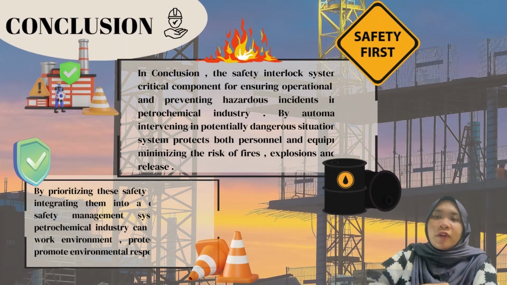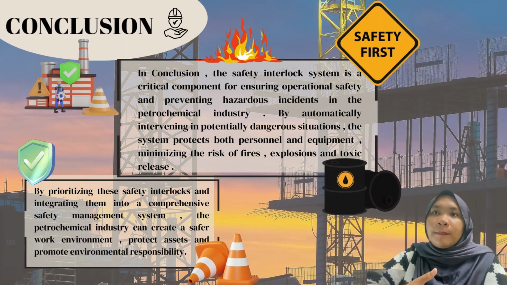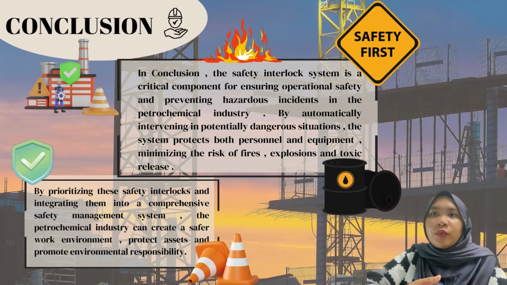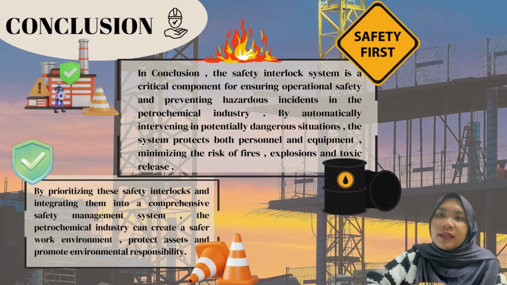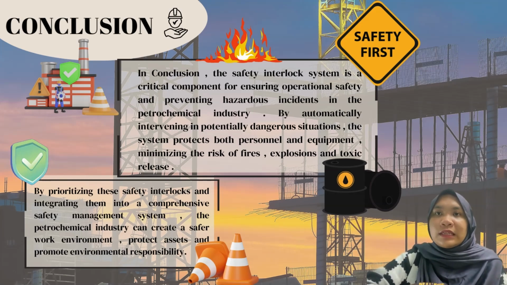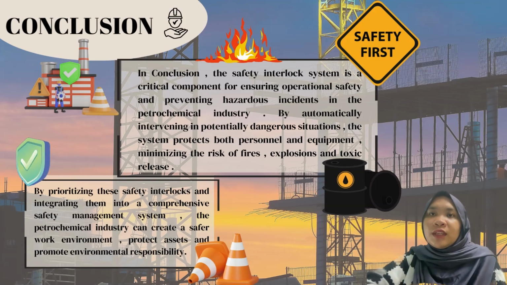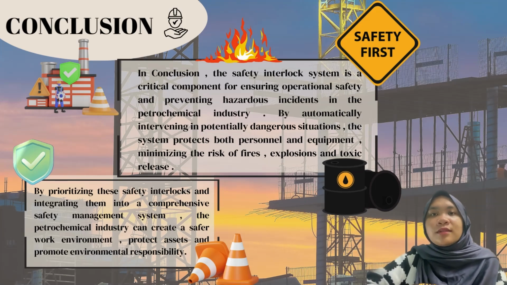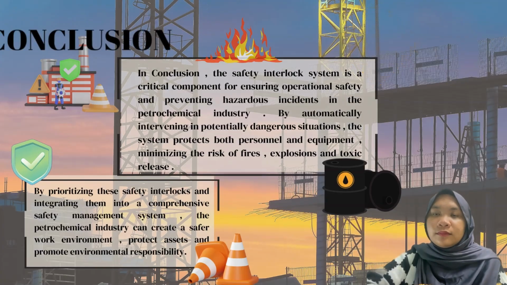The conclusion: the safety interlock system is a critical component for ensuring operational safety and preventing hazardous incidents in the petrochemical industry. By automatically intervening in potentially dangerous situations, the system protects both personnel and equipment, minimizing the risk of fires, explosions, and toxic release. By prioritizing these safety interlocks and integrating them into a comprehensive safety management system, the petrochemical industry can create a safer work environment, protect assets, and promote environmental responsibility.